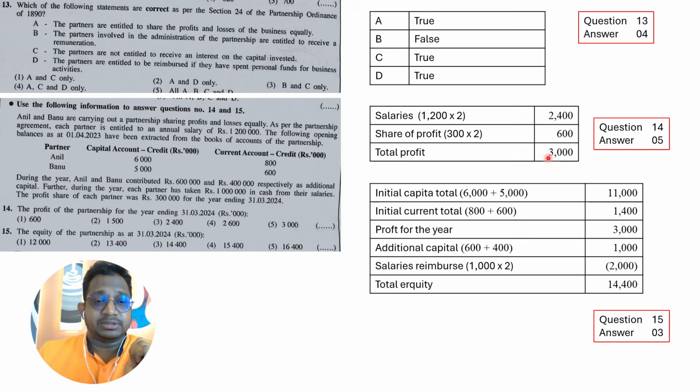And after that, from this information, they ask you the total equity. So the easiest way to find out the total equity is: here is given the initial capital total and initial current total. To those, you have to add the profit and then the additional capital, and then you have to subtract the drawings, which means the cash taken. Then you are getting the total equity as 14,400.